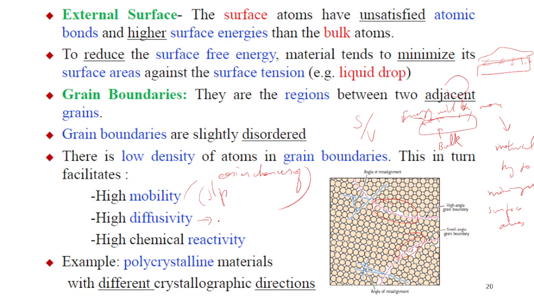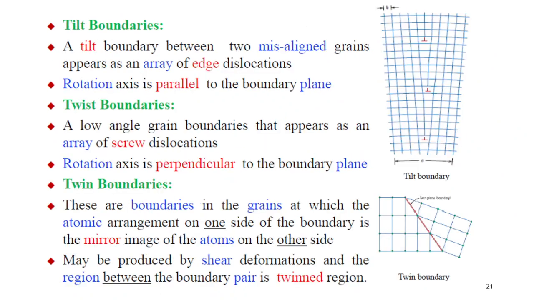And high diffusivity, meaning easier chances of impurity entering the material. The impurities that are entering can easily be stored in these grain boundary regions, and as a result, since there is free movement of atoms inside and outside this grain boundary, you have high chemical reactivity. So this is grain boundaries.